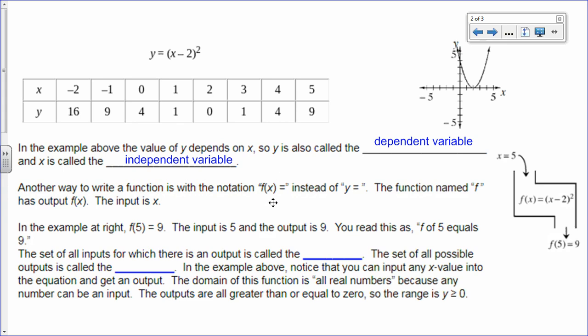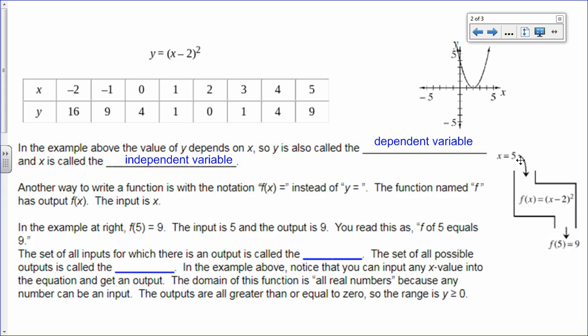Another way to write a function is with function notation. So we can write f of x instead of y equals. The function name f has an output f of x. The input is x. So when you're looking at solving a function or evaluating a function, if it asks you to evaluate a function for the given x equals 5, you're going to plug that into the function. If it says f of x is equal to 5, you're going to set where y would have been equal to it and solve the function.